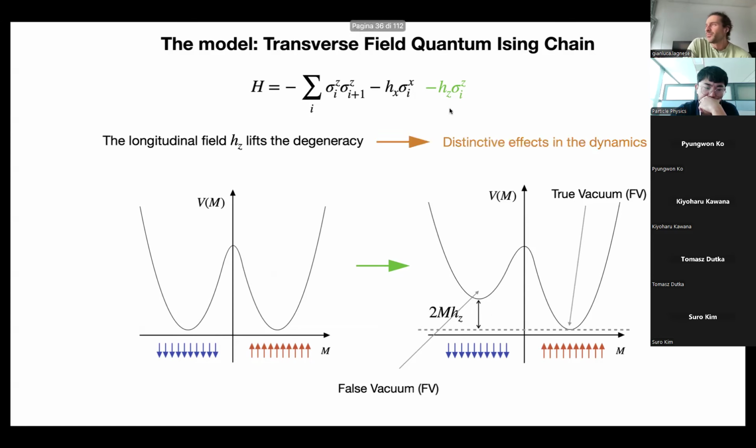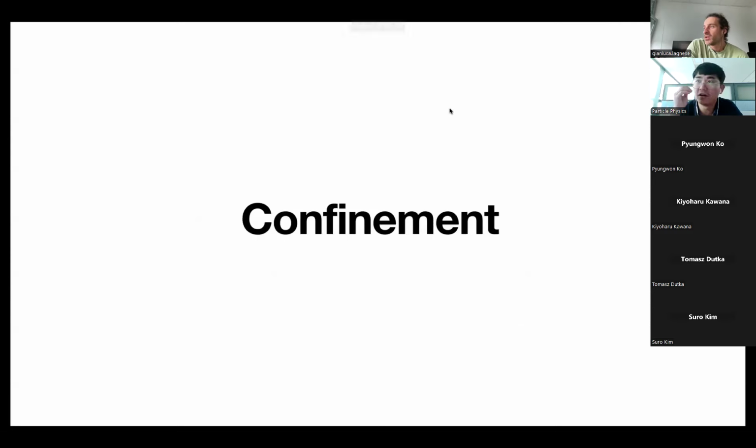Okay, so what I will show you is the effects on the dynamics of the model after this field is added.